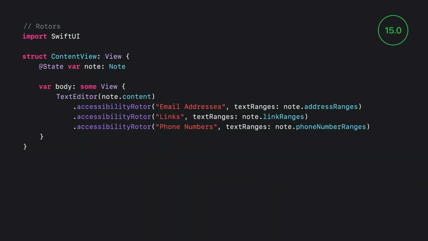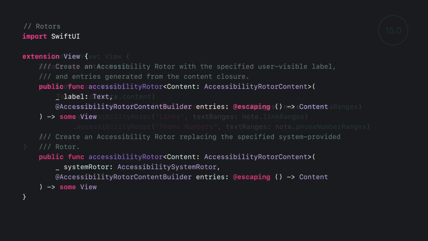Accessibility rotors can also be added to enrich text navigation. To do that, use a different variant of the accessibility rotor modifier, which allows you to provide an array of text ranges. This modifier is great for giving VoiceOver users quick and easy access to specific strings within a text editor, such as emails, links, or phone numbers. Accessibility rotors make complex navigation easy for VoiceOver users. And with the new SwiftUI Rotors API, it's never been easier to deliver this exceptional navigation experience.